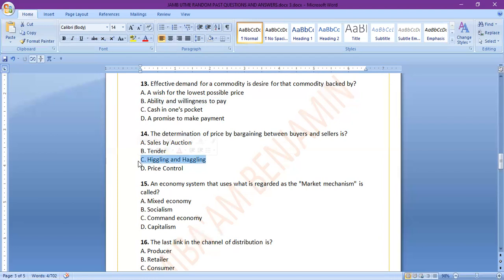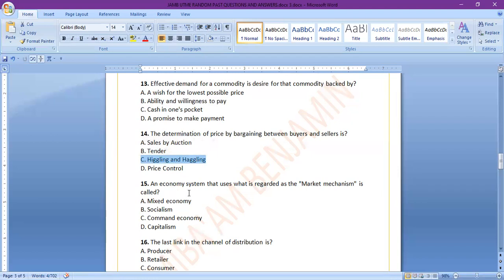This happens mostly in not-too-developed economies where the markets are not too formal and not very organized. So people go there and bargain to buy things because prices are not fixed, and prices are not too commonly known to consumers. And there's no standardization in most cases in the market. So a lot of higgling and haggling goes on between the sellers and the buyers.